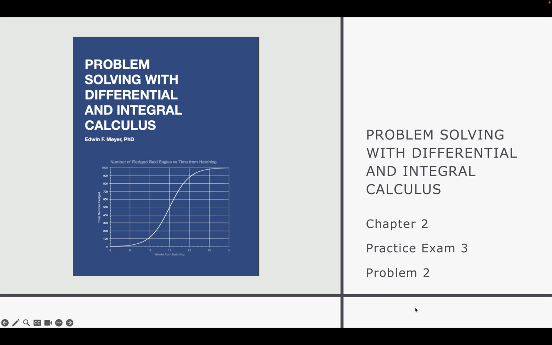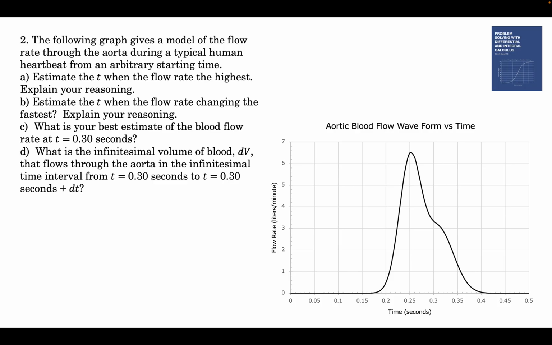This is problem 2 on practice exam 3 of chapter 2 in the book Problem Solving with Differential and Integral Calculus. We have a graph that gives the flow rate through the aorta in the human heart. Part A, estimate the time when the flow rate is the highest. B, estimate the time t when the flow rate is changing the fastest. Part C, what's your estimate of the blood flow rate at t equals 0.3 seconds?